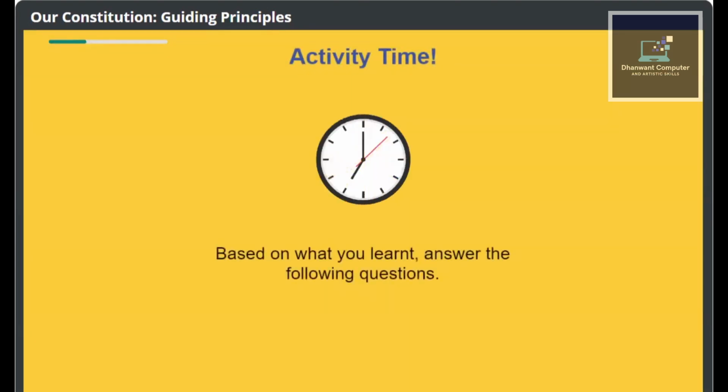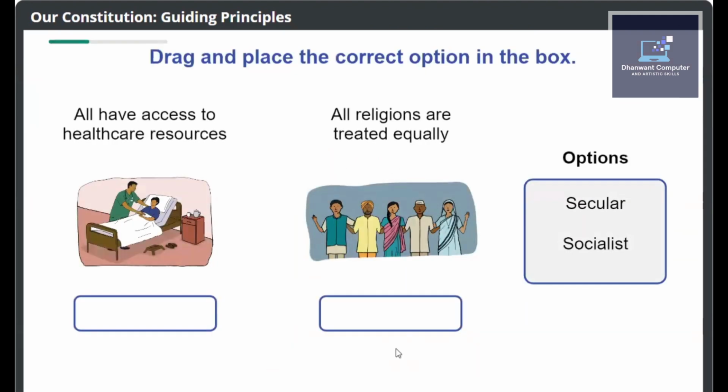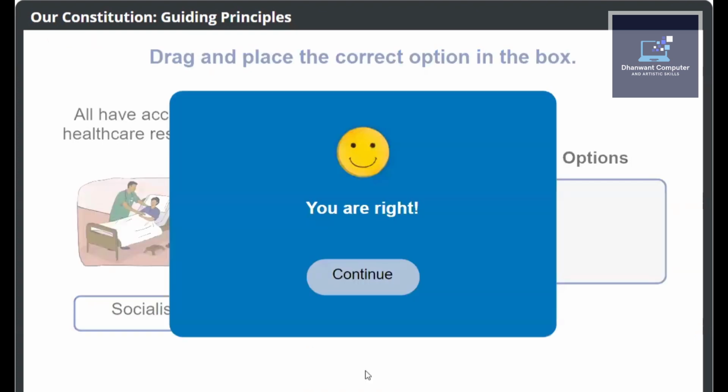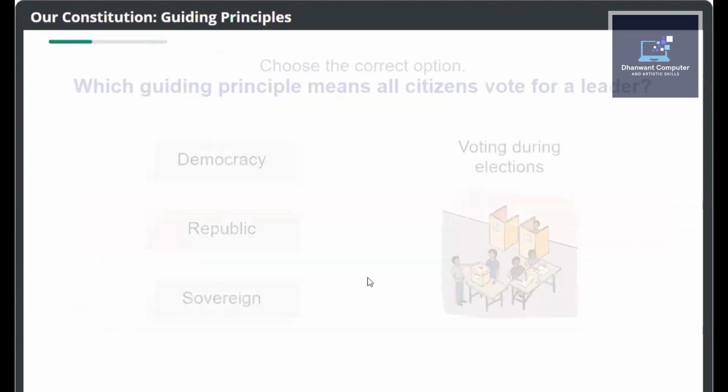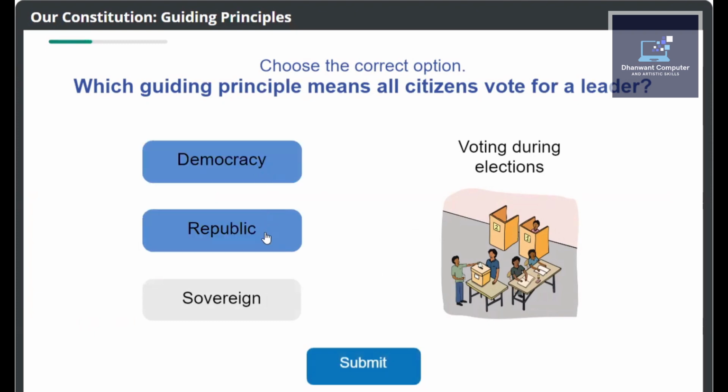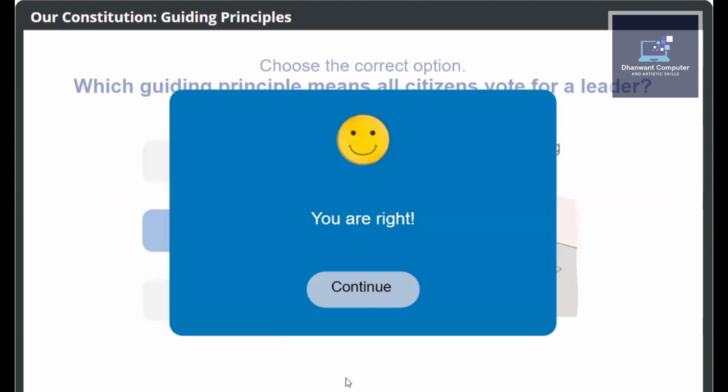Based on what you learnt, answer the following questions. Click on the Begin button to answer the questions. Drag and place the correct option in the box. You are right. Choose the correct option. Which guiding principle means all citizens vote for a leader? You are right.